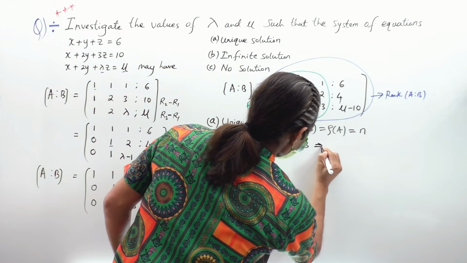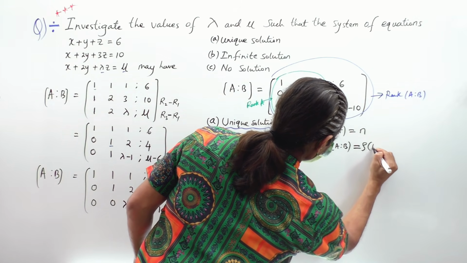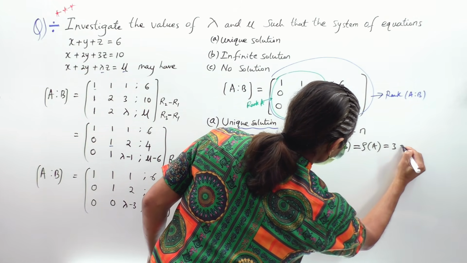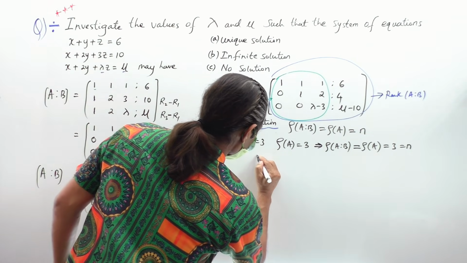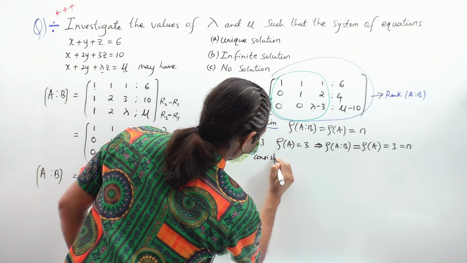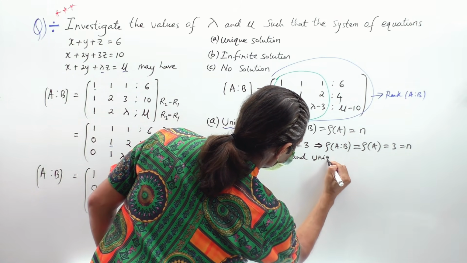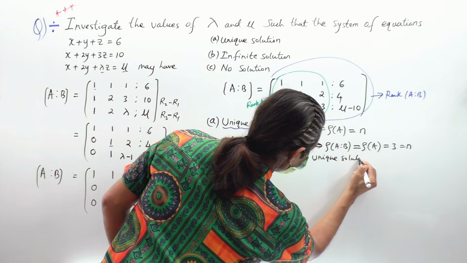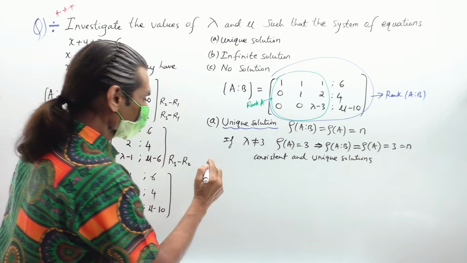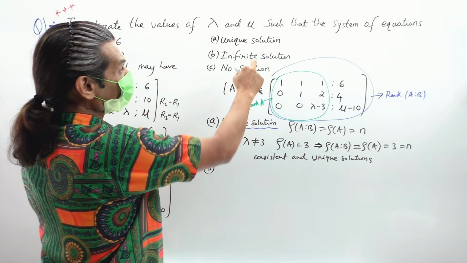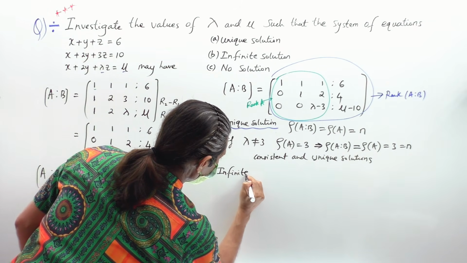In that case, that implies rank of A augment B equals rank of A equals 3, that is the number of variables, n. So it is consistent and has a unique solution. Consistent and unique solution. That's it. Now the second case. What is the second case now? Infinite solution.